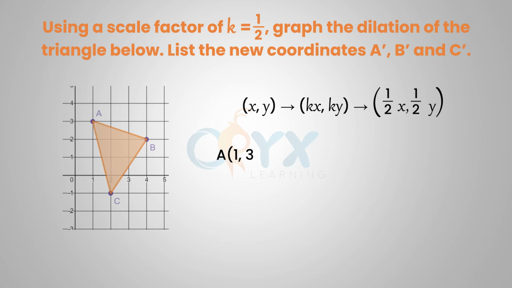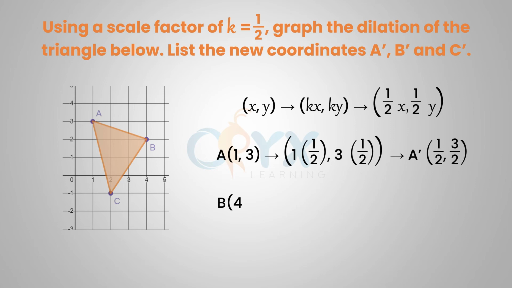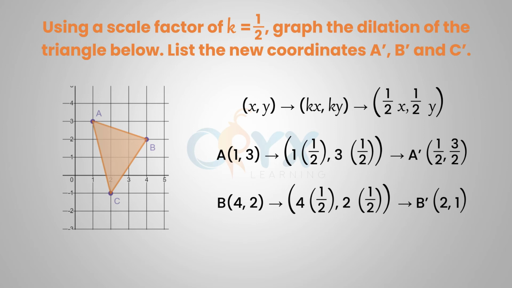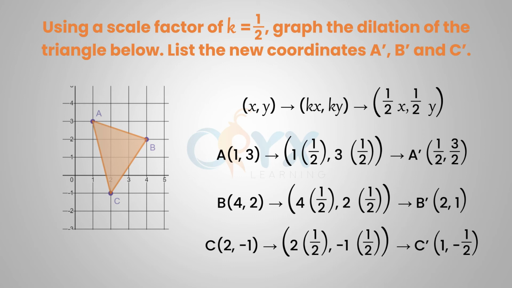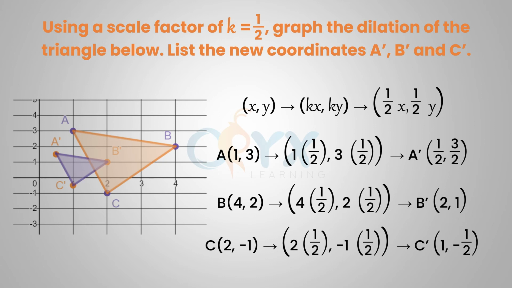So the point A, (1, 3), will become A prime, which is (1/2, 3/2). The original point B of (4, 2) will become B prime, (2, 1). And the original point C, (2, -1), will become C prime, (1, -1/2). Again, just multiplying the x and y values of the original coordinates by 1/2. This will give us A prime, B prime, C prime, which we can see in the graph is smaller than the original image ABC.